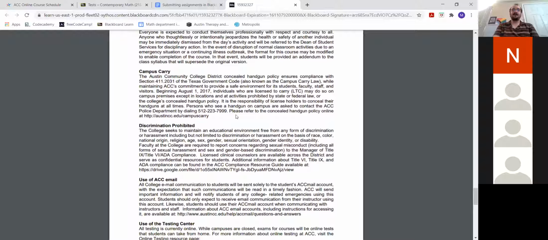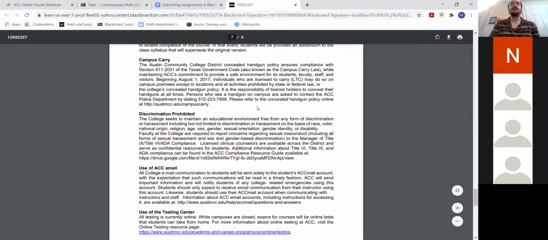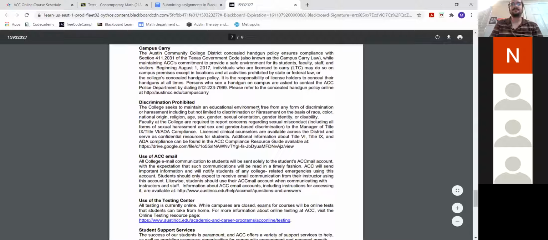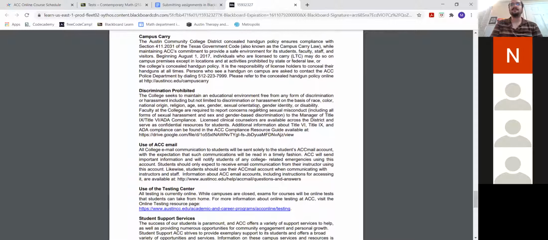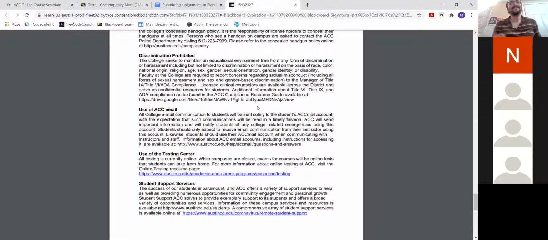Campus carry. In case you forgot, we're in Texas and everyone wants to play cowboy. There it is. Concealed carry on campus is allowed. Discrimination is prohibited. You're not allowed to discriminate against anybody based on race, color, national origin, religion, age, sex, gender, sexual orientation, gender identity, or disability.